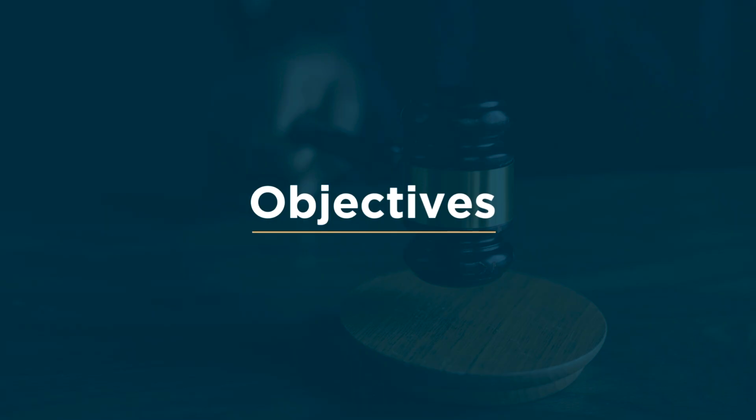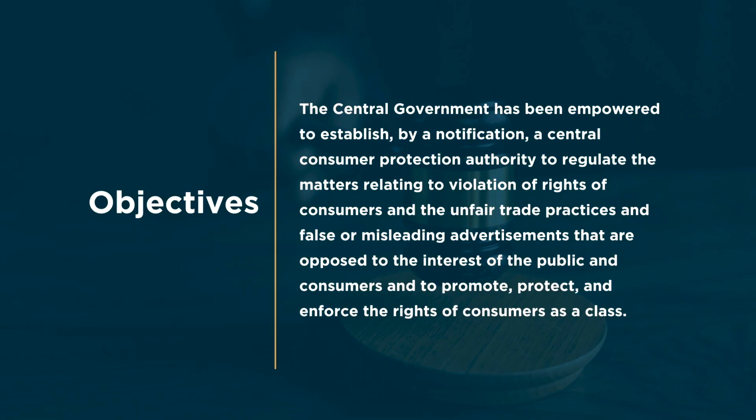Objectives of the Central Consumer Protection Authority. Dear viewers, the central government has been empowered to establish by a notification a Central Consumer Protection Authority to regulate the matters relating to violation of rights of consumers and the unfair trade practices and false or misleading advertisements that are opposed to the interest of the public and consumers, and to promote, protect and enforce the rights of consumers as a class.